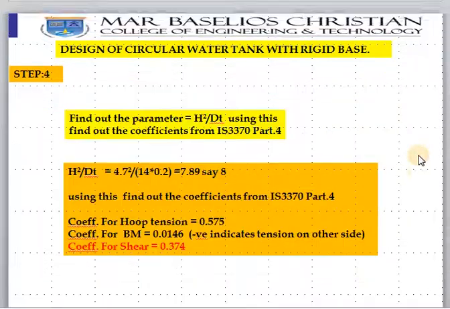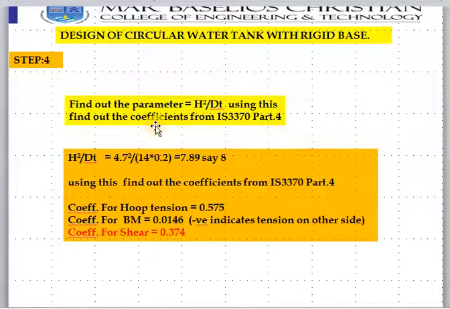The next step is finding out the parameter h square by dt, because we are going to find out the hoop tension and the bending moment. Shear, I told you, is not predominant, so we are not much interested in that, because we are not going to do the shear check; normally it is safe.